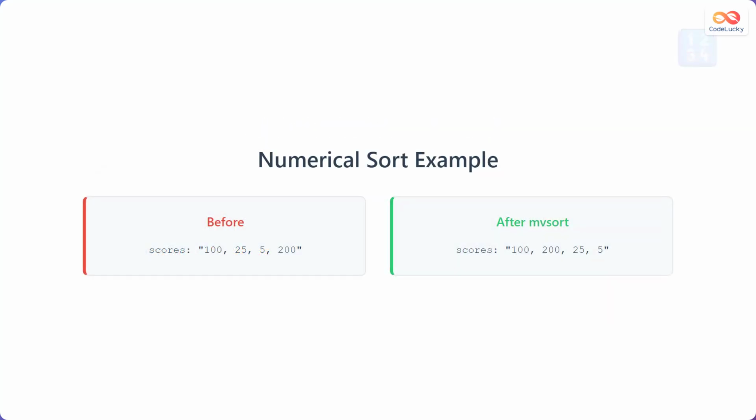mvsort also handles numerical data intelligently. When working with numeric values, the command recognizes numbers and sorts them accordingly. For example, if you have a scores field with values 100, 25, 5, and 200, mvsort will arrange them as 100, 200, 25, and 5. However, it's important to note that mvsort performs lexicographic sorting by default, which means it sorts numbers as strings rather than numeric values.